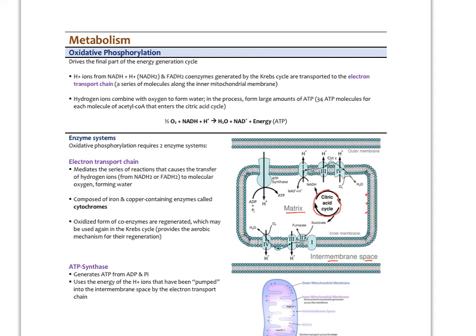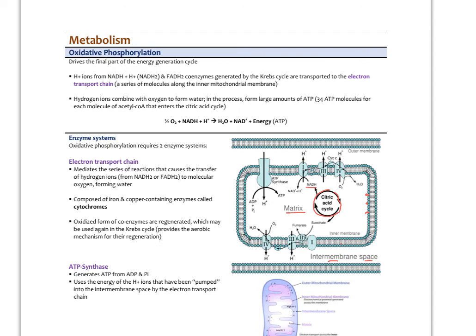But basically remember that the citric acid cycle results in a lot of reduced NAD and FAD. So basically, we've stripped electrons off of the acetyl-CoA. We've catabolized it into carbon dioxide. The electrons are captured, and they're going to be delivered to a series of enzymes, complexes, that are embedded in the inner membrane of the mitochondria.